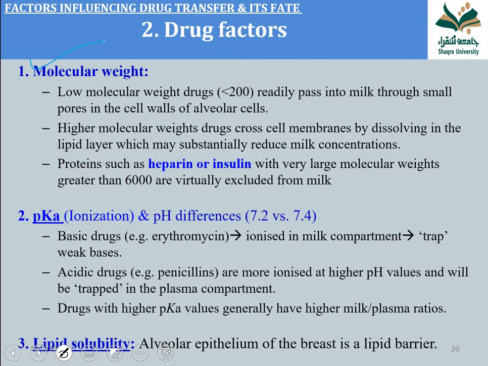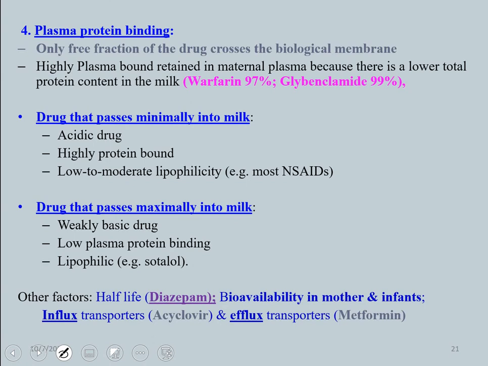Compounds with molecular weight less than 200 are easily excreted. However, molecules like heparin and insulin, having a much higher molecular weight than 6,000 atomic mass units, cannot be excreted in milk. Then the ionization or partition coefficient, as we discussed, and the lipid solubility: the more lipid soluble, the more it will be in the milk. But there may be plasma protein binding too. Drugs like warfarin and glibenclamide are highly plasma protein bound drugs.